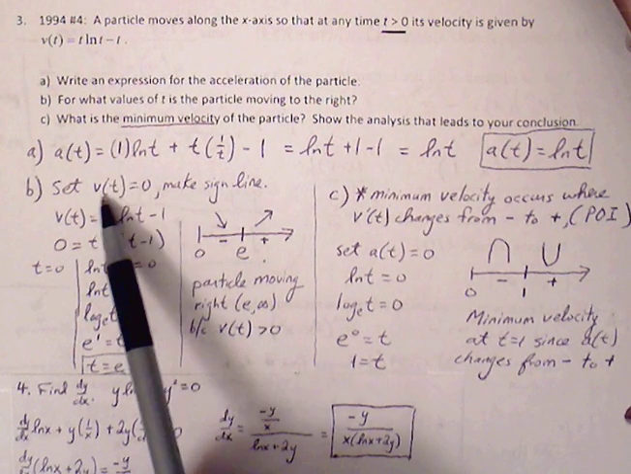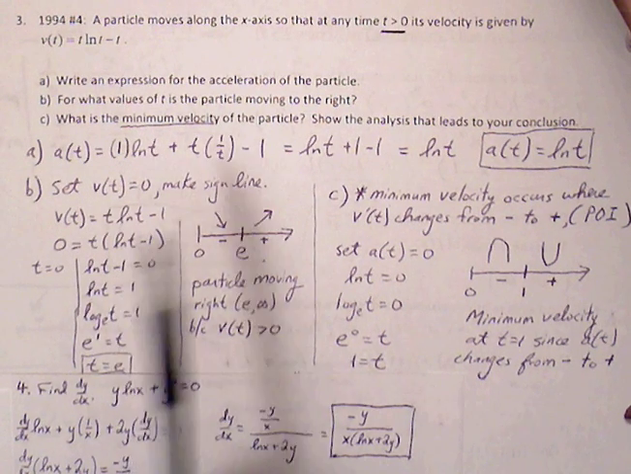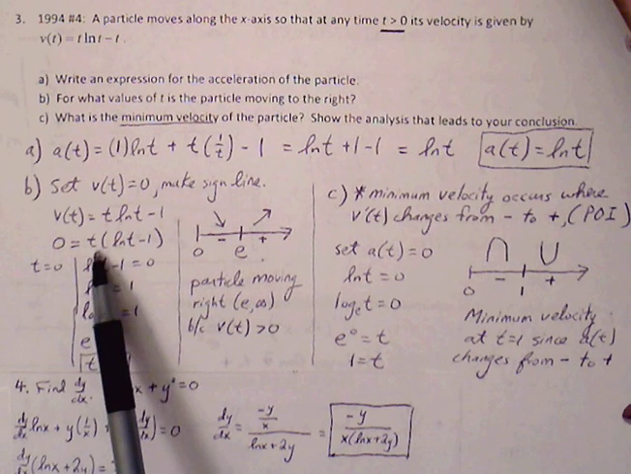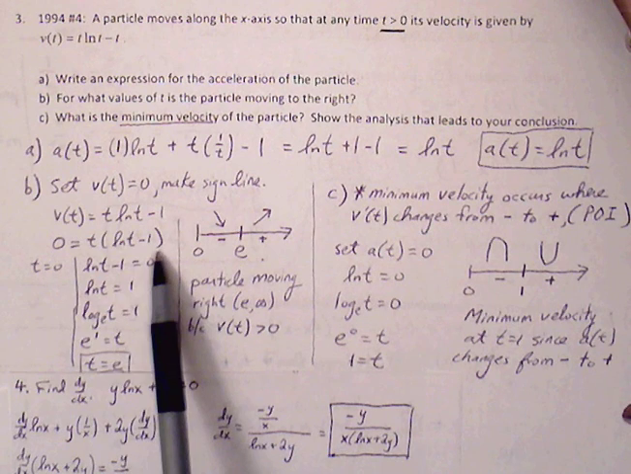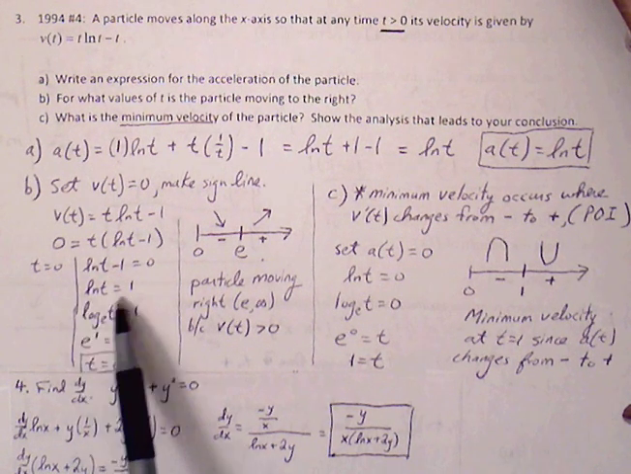So we set our velocity equal to 0. So our velocity is t times natural log of t minus 1. Set that equal to 0. We can factor out the t. So t times ln of t minus 1. Set t equal to 0, and set ln of t minus 1 equal to 0. Natural log of t equal to 1.